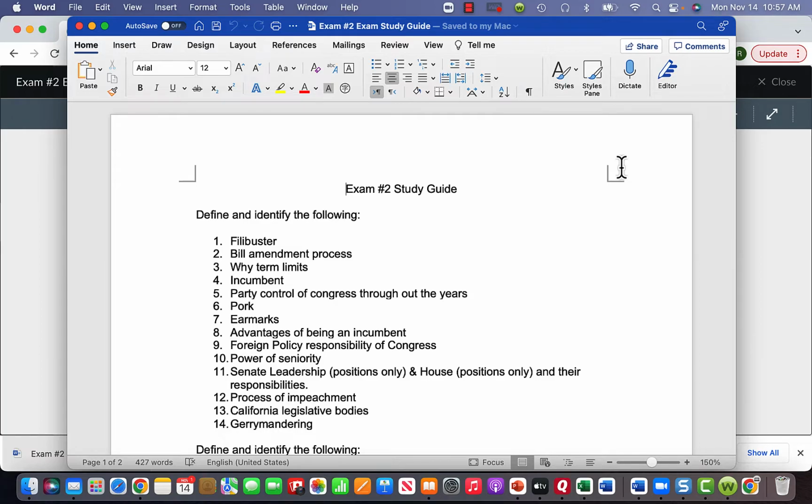Know the process of impeachment. Know that the impeachment will start in the House. Articles of impeachment will be introduced, and then they will send the articles of impeachment over to the Senate, and the Senate will kind of act as the jury, where the Chief Justice of the Supreme Court will act like a judge, and you need 66 votes to oust a president, which has never happened.